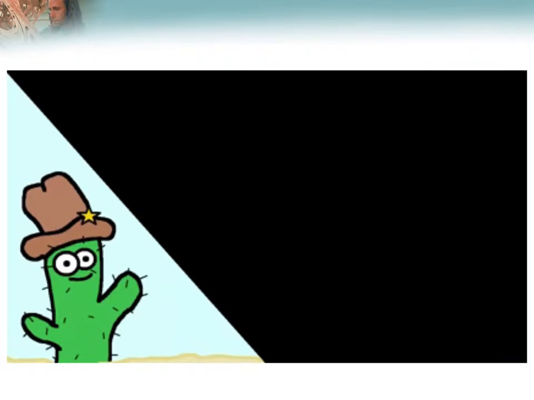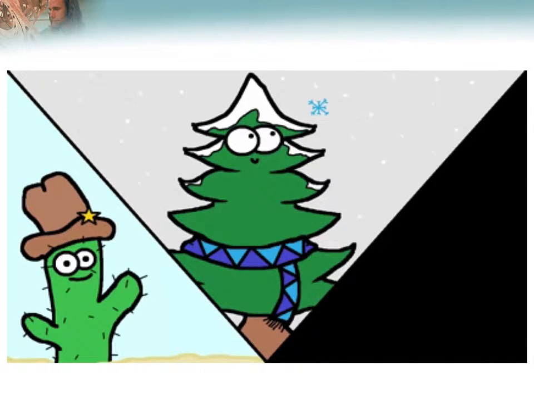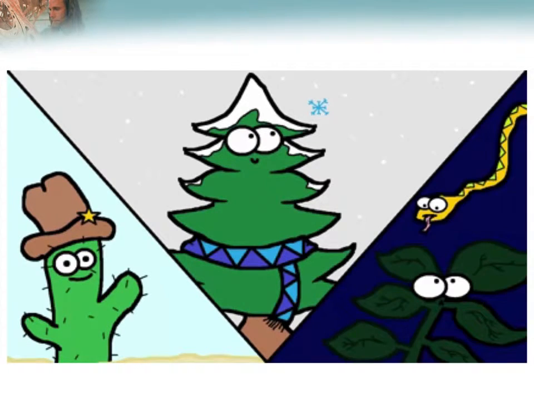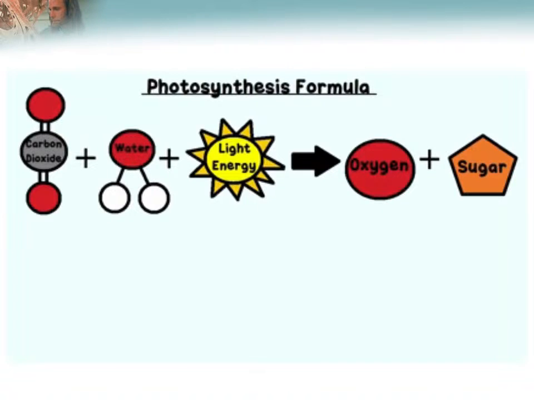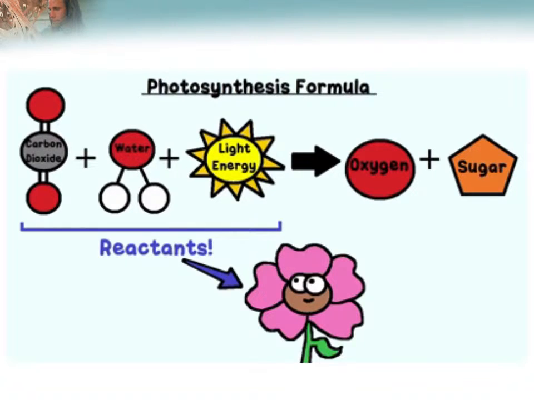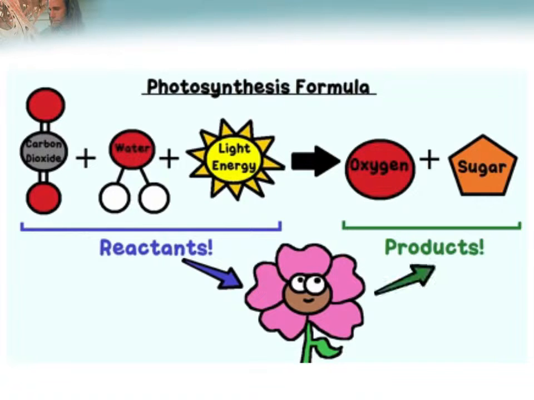Plants have adaptations to make them able to carry out photosynthesis in a variety of environments. Here is the formula for photosynthesis. On the left side of the formula, you will find the reactants. That means these are the inputs. The plant has to have these in order to do photosynthesis. On the right side of the formula, you will see the products. That means those are the items that are produced by the plant, the outputs.